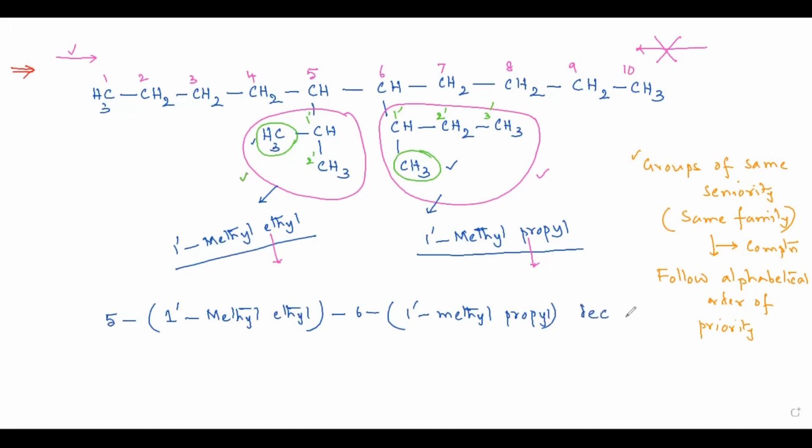Finally, dec, because 10 carbons are there in the parent. N, because single bonds are there between the carbon atoms. So this whole thing is the secondary prefix. And this is the root word. And this, of course, is the primary suffix. No primary prefix because it is cyclic.